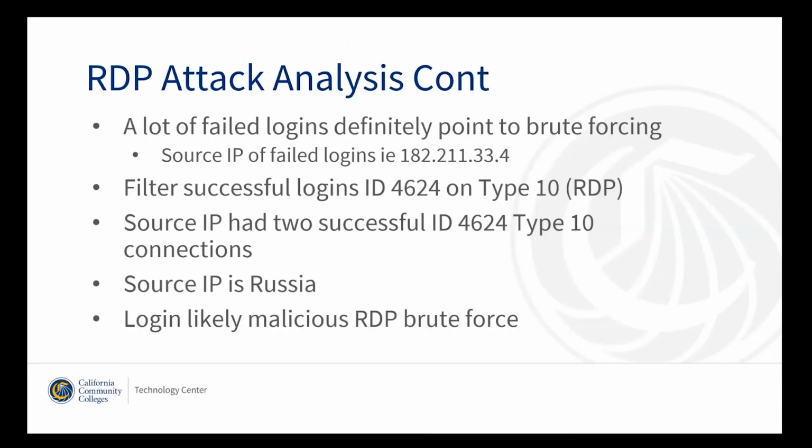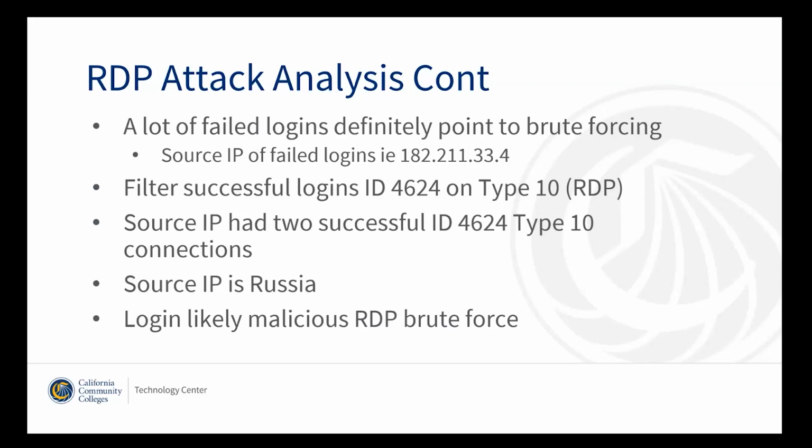So as part of the RDP brute force analysis, a lot of failed logins definitely point to brute forcing. Yeah, you could filter successful logons on type 10. Source IP had 2 successful type 10 connections. Source IP is Russia. Looks like a malicious RDP brute force. So you get a lot of failed logons.